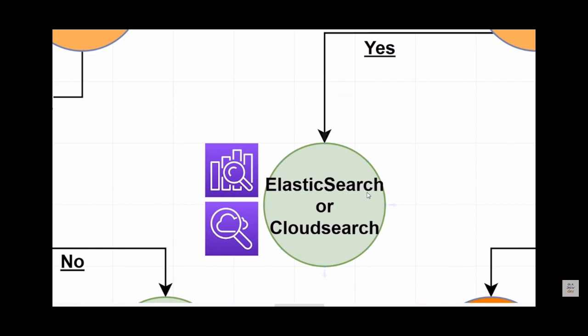Elasticsearch being the open source solution that you can host on an EC2 machine or a cluster of EC2 machines on your own. And Cloud Search is the AWS competitor to Elasticsearch. It does a similar thing, except that it's obviously AWS technology.